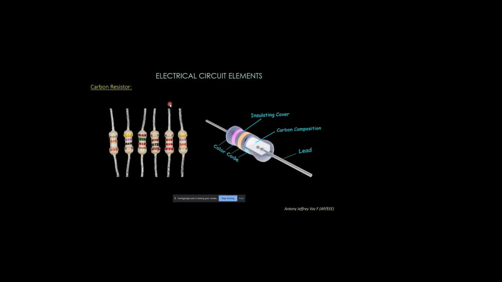Next, this one is the carbon resistors. Okay, you can see the images clearly. These types of resistors are available in all electronic circuits nowadays. This is the inner layer of the carbon resistor. You can see the insulating cover, the carbon composite which is used to produce the required resistance, and these are the two leads. This is the first lead and this one is the second lead, and there is a color code which represents the quantity of the resistance present in the resistor.